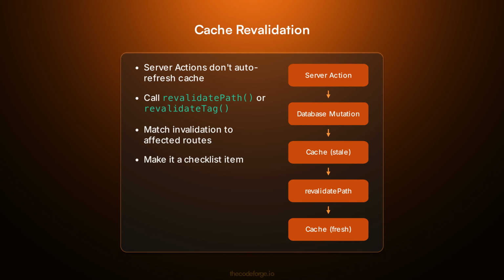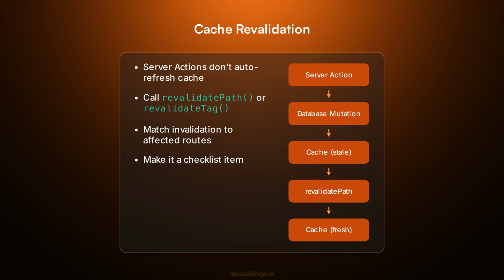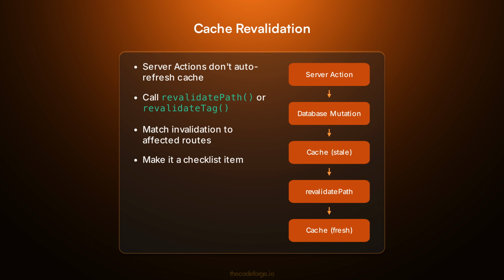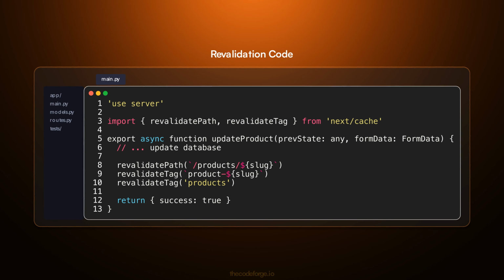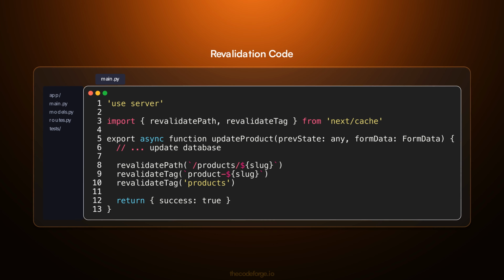After a server action mutates data, the cached page is not automatically refreshed. You must explicitly call revalidatePath or revalidateTag to tell Next.js the cache is stale. Otherwise, users see old data even after a successful mutation. After updating the database, call revalidatePath for the specific product page and revalidateTag for any data cache entries. This ensures the UI reflects the latest data.